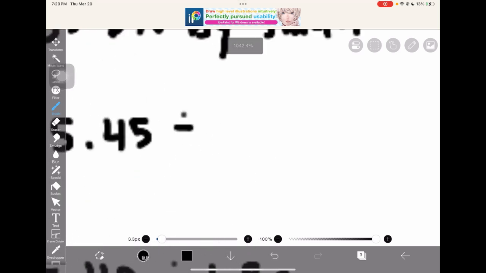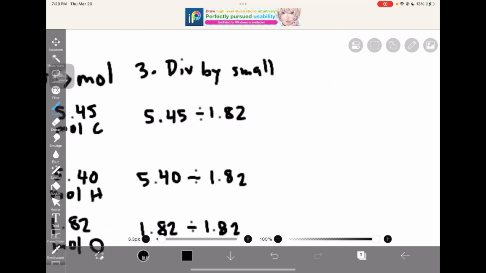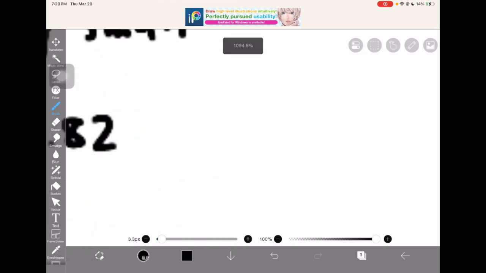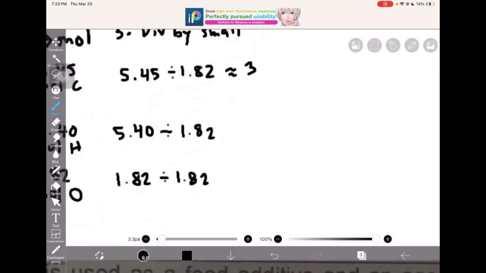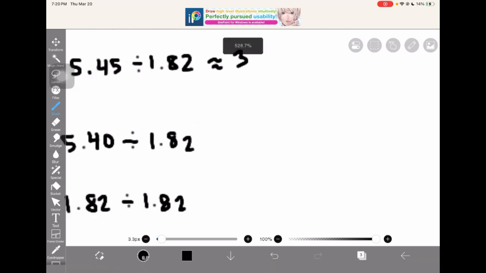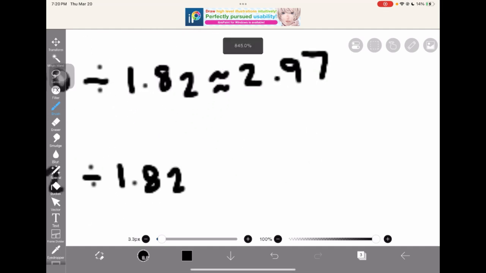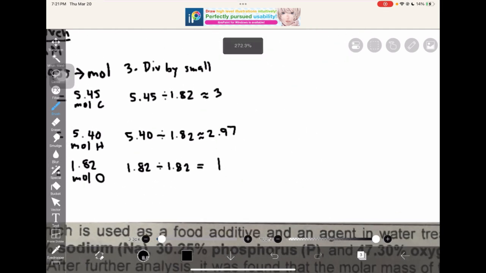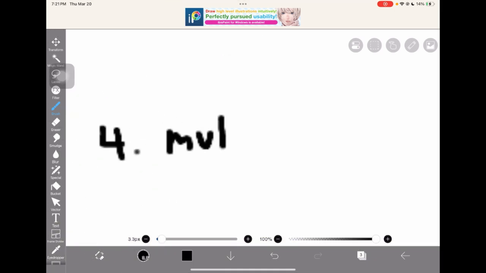Very nice. So, let's put those first. 5.45 divided by 1.82 is roughly equal to 3. Meanwhile, 5.40 divided by 1.82 is roughly 2.97. And obviously, this is just 1. Now, it's time to do our fourth step, which is multiply till whole.